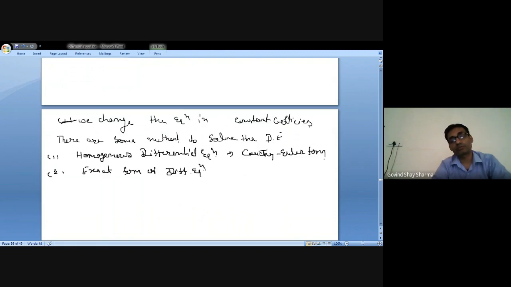In first order, M dx plus N dy form is called the exact form. But here we have another method to check the exactness of the equation.